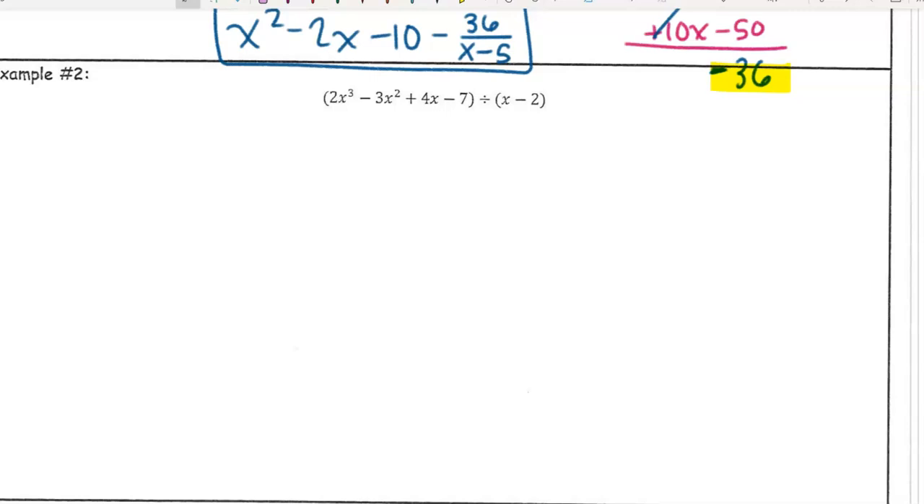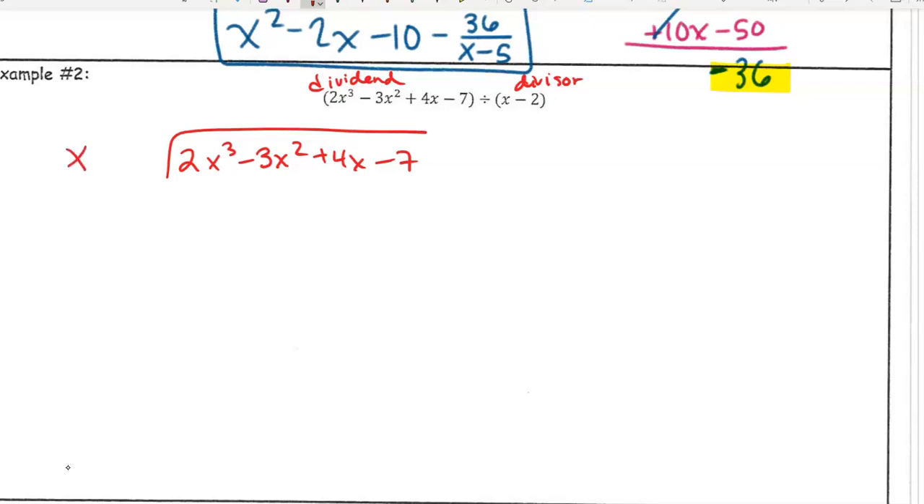Okay, so here is our dividend. And here is our divisor. So we're going to take this first polynomial and put it inside. And we do see if we need a placeholder. Here we have 3, 2, 1, 0. So we don't need a placeholder here. And on the outside, we put our divisor, x minus 2.